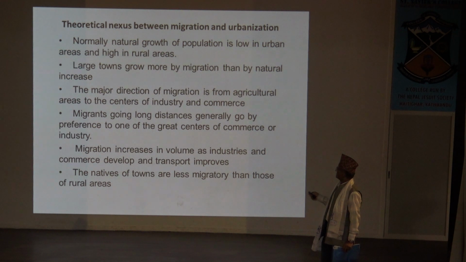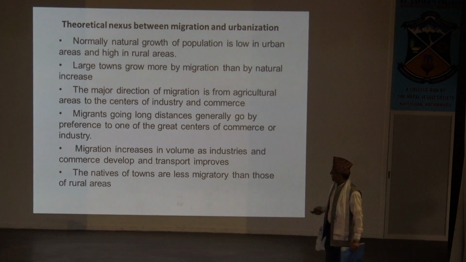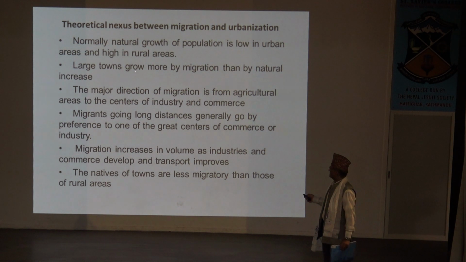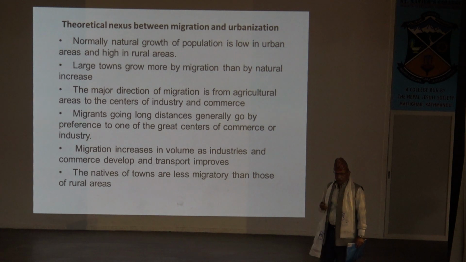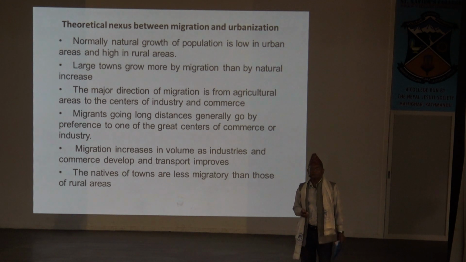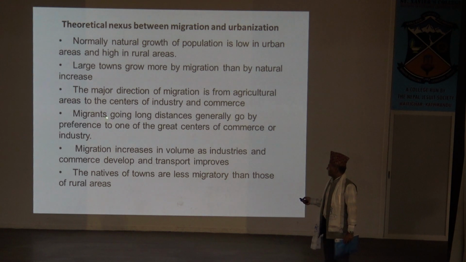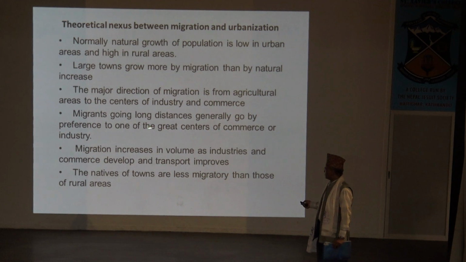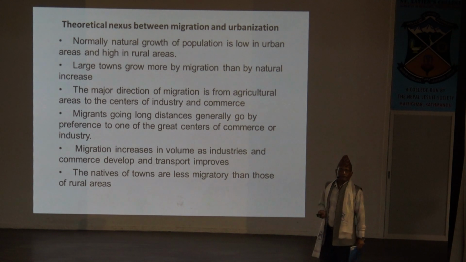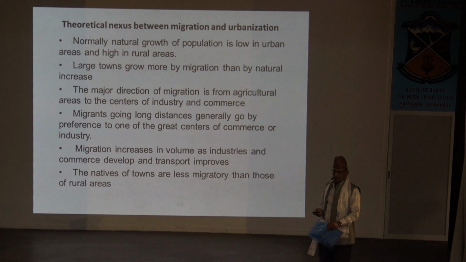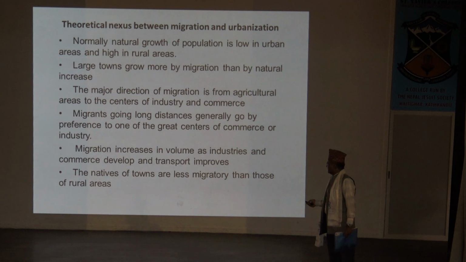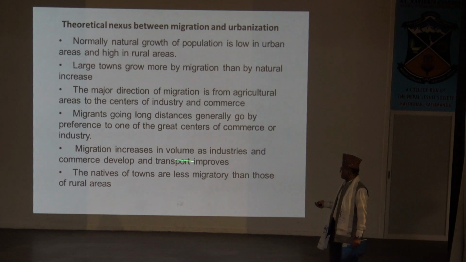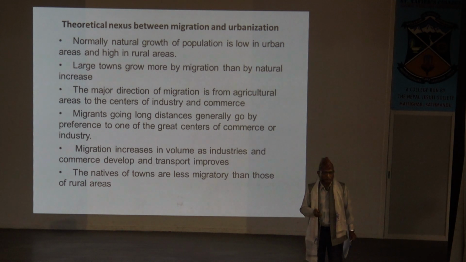The second one is large towns grow more by migration than by natural increase. The third nexus between migration and urbanization is the major direction of migration is from agricultural areas to the centers of industry or commerce. The centers of industry and commerce are normally the urban areas. The other one, migrants going long distances generally go by preference to one of the great centers of commerce and industry. That's what migration theory says. When people have to move and they have choices, small cities and large cities, they definitely go to larger cities. The other one, migration increases in volume as industries and commerce develop and transport improves. I think we all understand that.